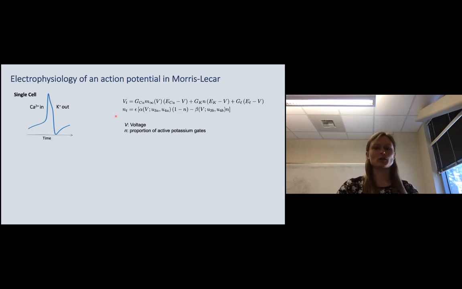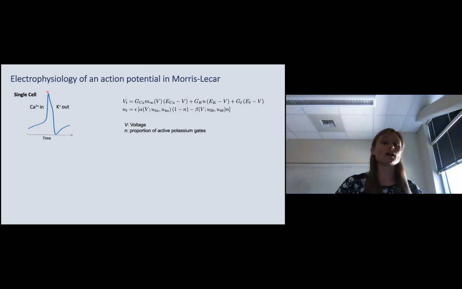I have the Morris-Lecar model shown here. It is a system of two equations where the equation V represents the voltage, and N tells you the proportion of active potassium gates. The voltage V has three currents in it: the calcium current, potassium current, and a leak current. These three currents are responsible for the action potentials. The calcium current is responsible for depolarizing the cell, and the potassium current is responsible for the repolarization process of the cell.